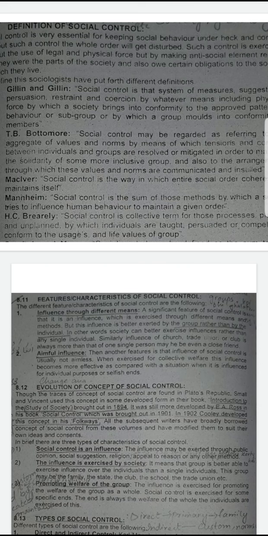Next characteristic is aimful influence. Another feature is that the influence of social control is usually not aimless. When exercised for collective welfare, this influence becomes more effective as compared with a situation when it is exercised for individual purposes or selfish ends.